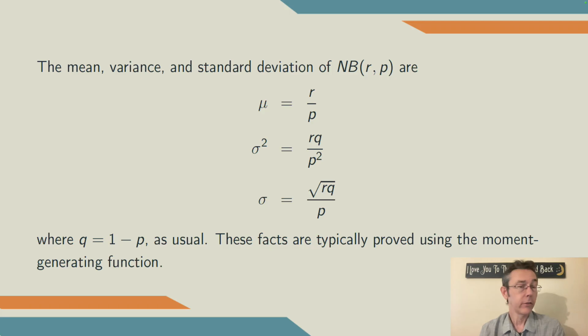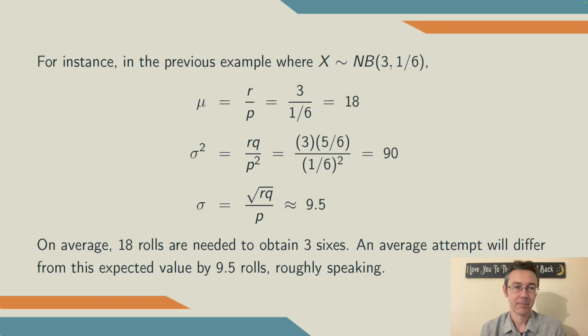The mean, variance and standard deviation of a random variable with a negative binomial distribution are shown here. The expected value is r over p, the variance is rq over p squared, and the standard deviation then is just the square root of the variance as usual. Here q is 1 minus p, that's standard notation, q being the probability of failure. I'm going to skip the proofs for now. They're based on the moment generating function, which we haven't covered yet.